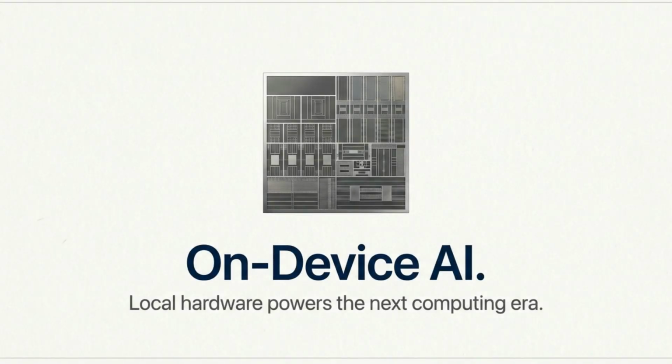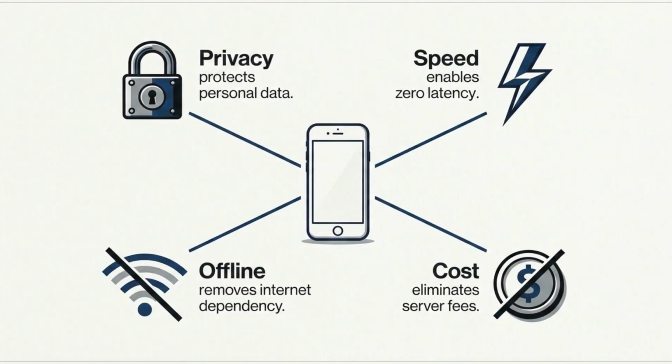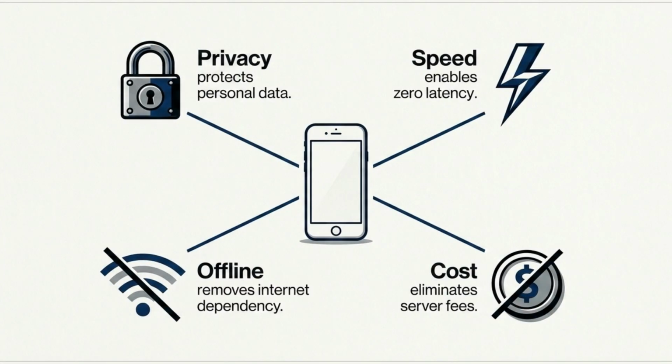On-device AI is driving the next computing era. By utilizing local hardware, devices are becoming more powerful and intelligent than ever before. Unlike cloud AI, which relies on external servers and can cause processing lag, on-device AI keeps data local for instant, responsive processing. This shift offers significant advantages: enhanced privacy for your personal data, faster speeds with zero latency, offline capabilities, and reduced costs by eliminating server fees.